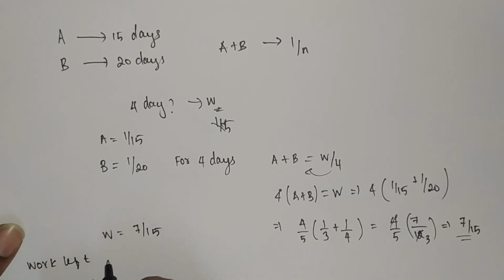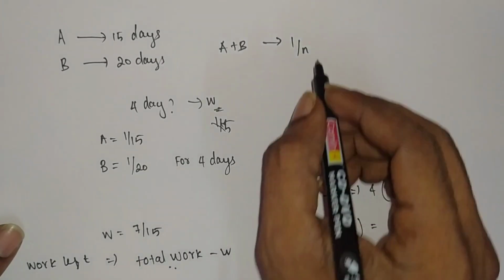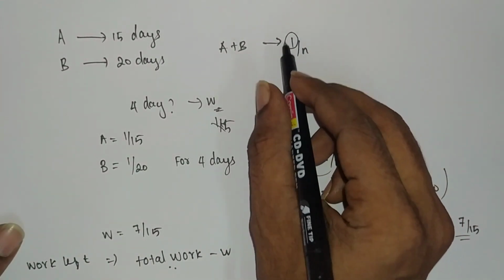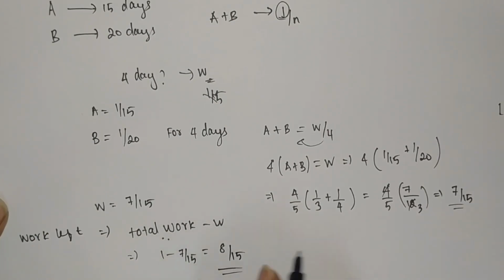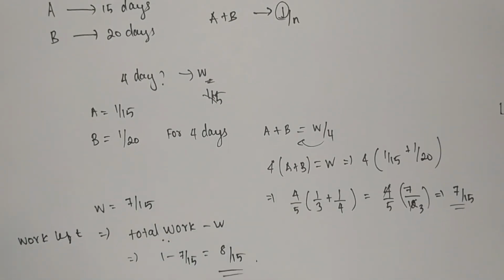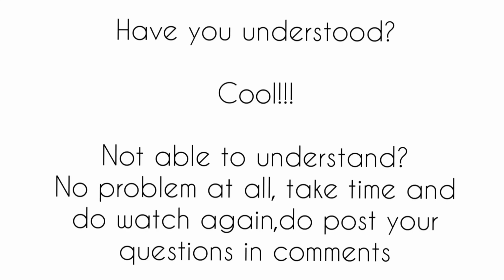So the work left is equal to total work minus the work done in 4 days, which is W. We know the total work is 1. So 1 minus W, which is 7 by 15. Solving this will give the work left, which is 8 by 15. If you are not able to understand, no problem. Please watch again.